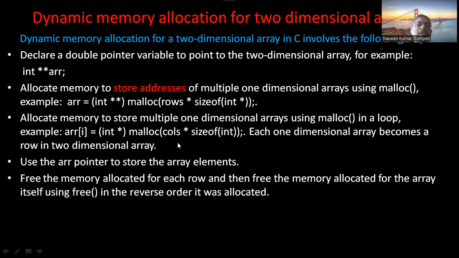Next, to allocate memory for the actual one-dimensional arrays, if we want to allocate memory for 5 one-dimensional arrays, we keep a for loop which runs from 0 to 4, that is 5 iterations. And inside the for loop, we write this statement. Array of 0 is equal to, for the first row, memory is allocated. Next is array of 1, and for the second row memory is allocated. Array of 2, memory for the third row is allocated, and so on.